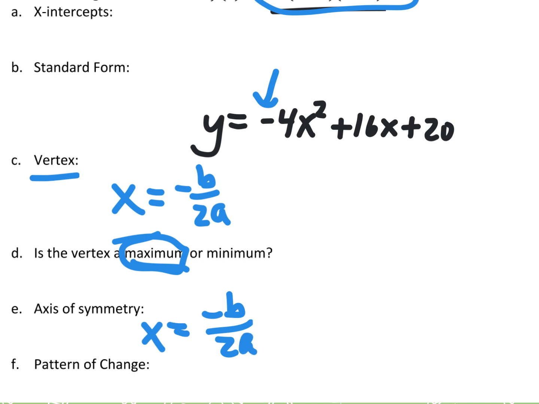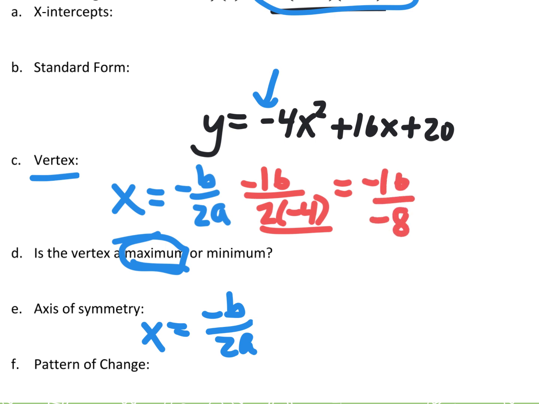Kirian, help me do the negative b over 2a thing. What's negative b? So negative 16 over, what's 2a? That's not what 2a is. What's 2a? It'd be 2 times the negative 4, so we got negative 16 divided by negative 8, and what's the final answer to that? Negatives cancel. 2. So x equals 2 is the axis of symmetry.